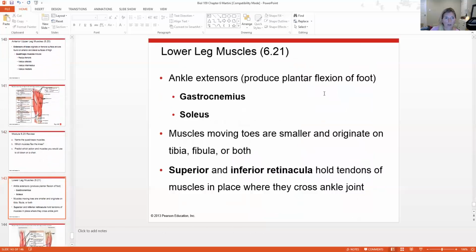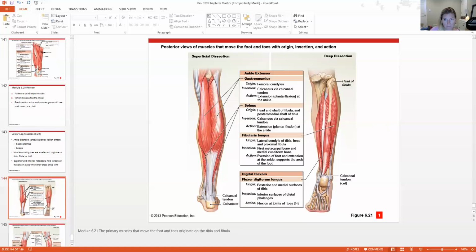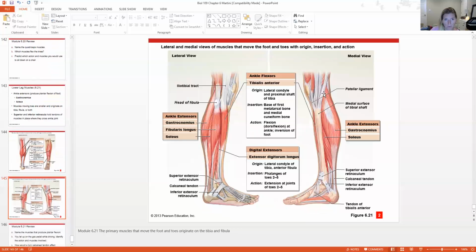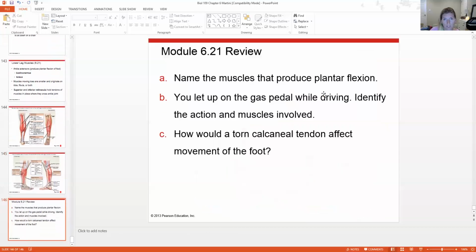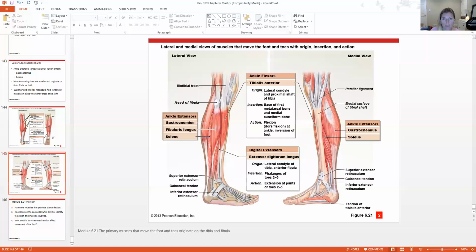Almost done with chapter 6. Our lower leg muscles, the extensors, again, are on the back. So it switches, and there you see them. More extensors from a lateral view. You can pause the video, go back and answer the questions. And oh, that's done. We are done with chapter 6.